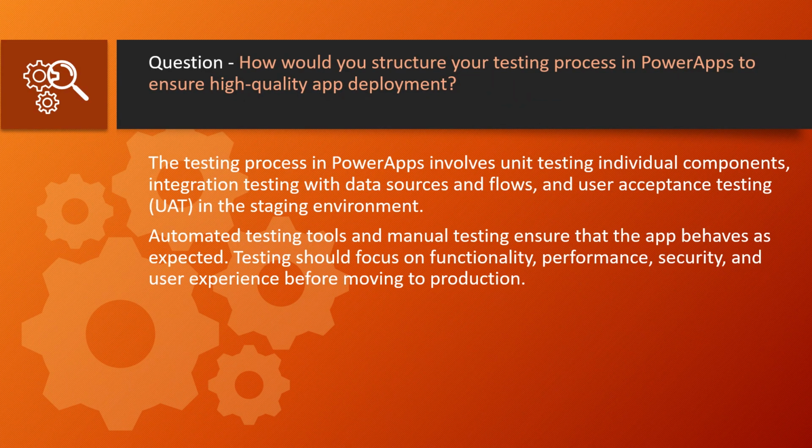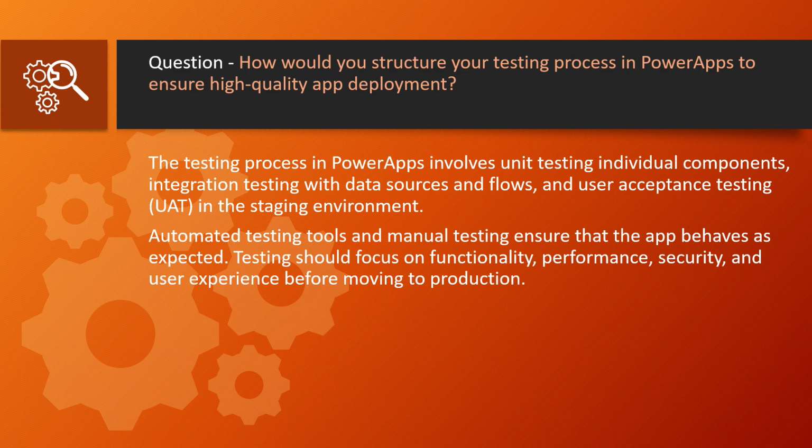How do you structure your testing process in Power Apps to ensure high quality app deployment? So how is the testing performed? The test process in Power Apps involves unit testing for the individual components, and after that there should be integration testing with the data sources and the flows, and at last, in the staging environment, there should be UAT.